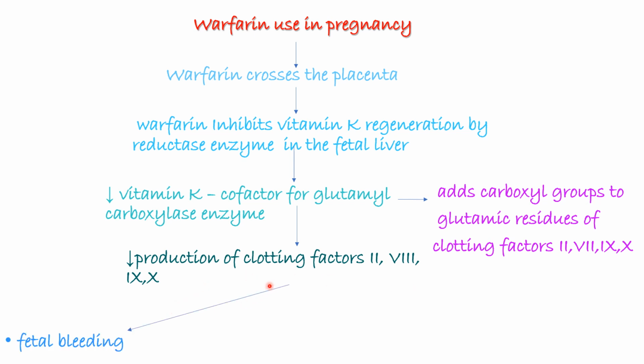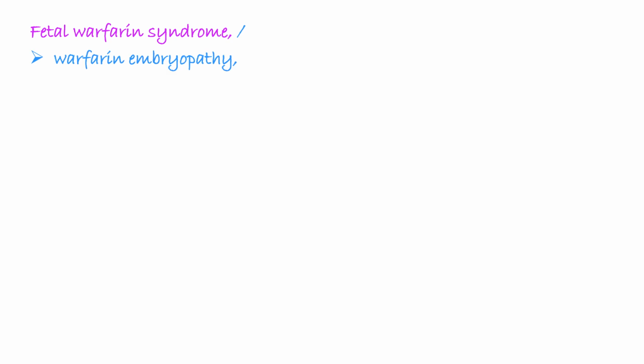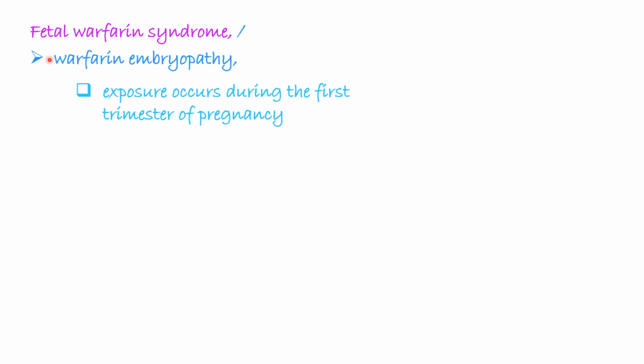So in the fetus, we'll have increased bleeding. The patient can bleed, for example, intraventricular hemorrhage, among other bleeding. In addition, it can also cause spontaneous abortion. It can also cause fetal warfarin syndrome, which I mentioned in the previous slide and want to mention again. The fetal warfarin syndrome is also called warfarin embryopathy.